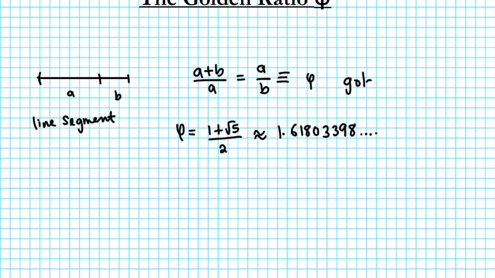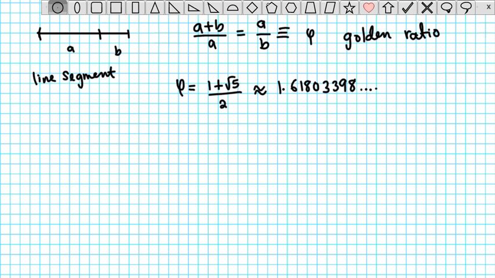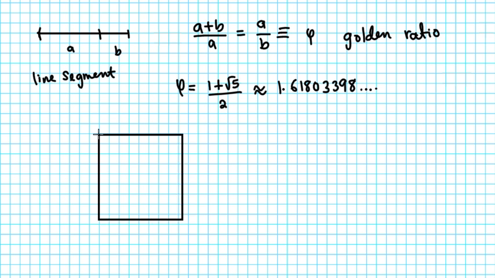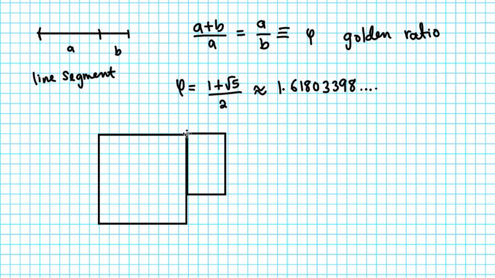You also have the golden ratio in the context of a rectangle. In that case, it is known as a golden rectangle. So what on earth is a golden rectangle? Let's say I have a square like this, and then I have a rectangle like that. So this is a square.